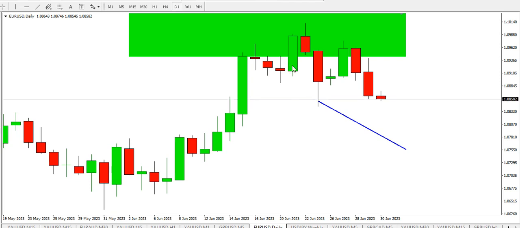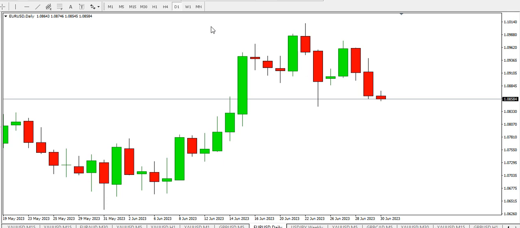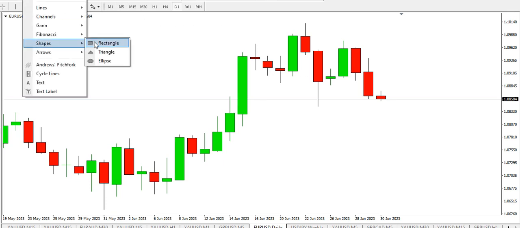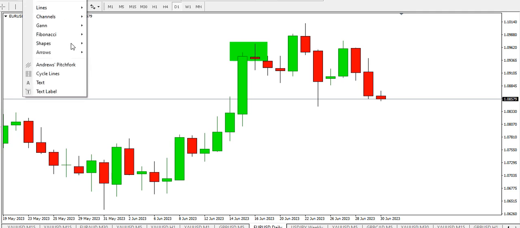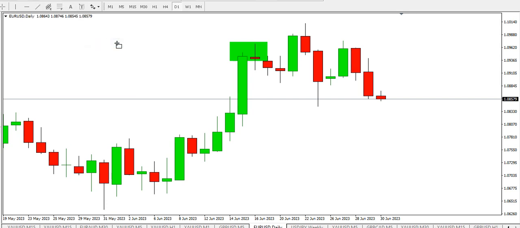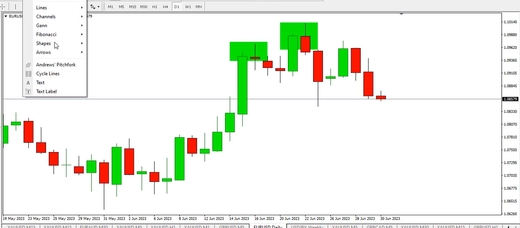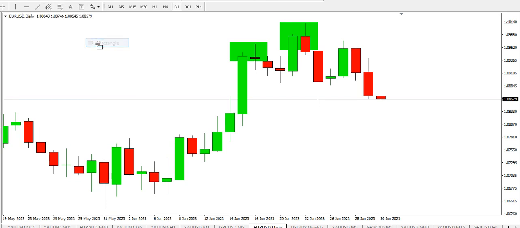On the daily time frame, we can see a triple top or head and shoulders pattern forming. This is the left shoulder on the daily time frame. This is the head, and this is the right shoulder on the daily time frame.